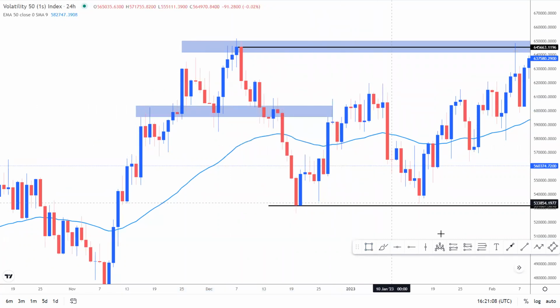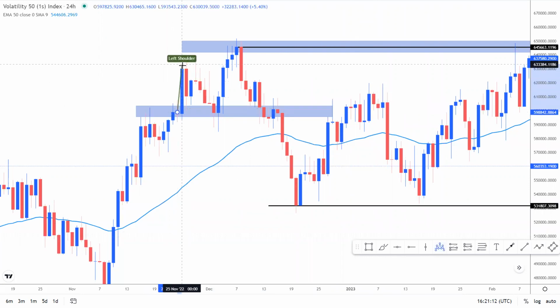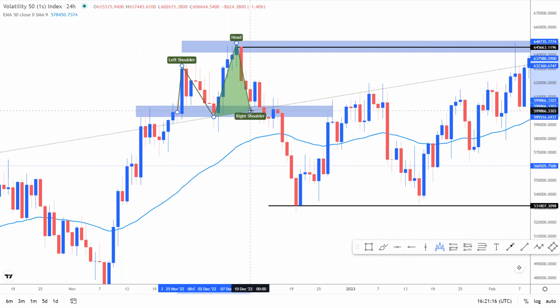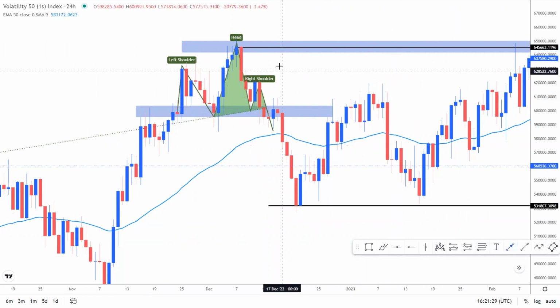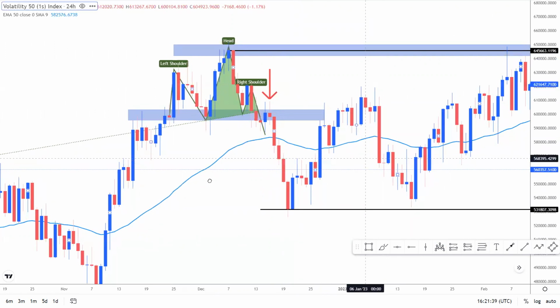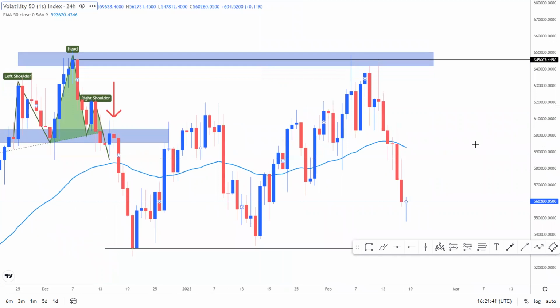Very clearly again, we had the left shoulder, the head, and then the right shoulder. And then we had a break of the neckline. And then price came back to retest the neckline. And then we had the drop. So we had a retest of the neckline, and then that was where we had the drop. And that was exactly what I wanted.